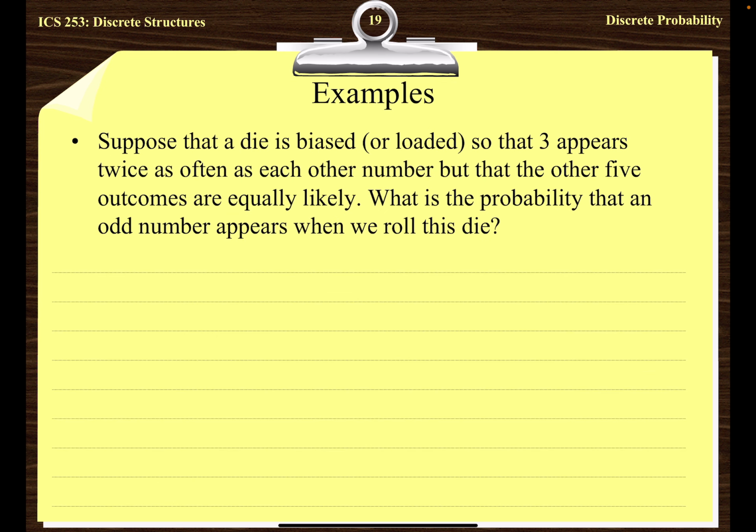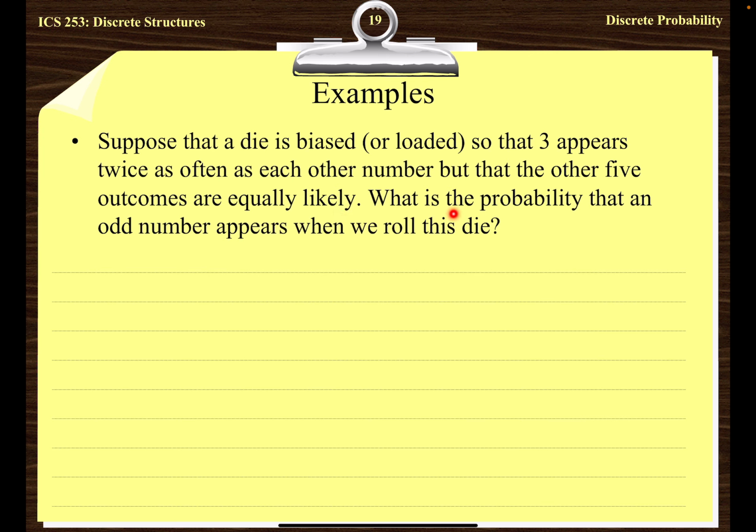So let's start with the first example. In the first example, it says the following. Suppose that a die is biased or loaded so that 3 appears twice as often as each other number, but that the other 5 outcomes are equally likely.